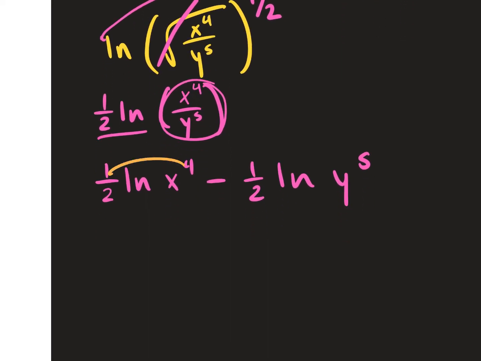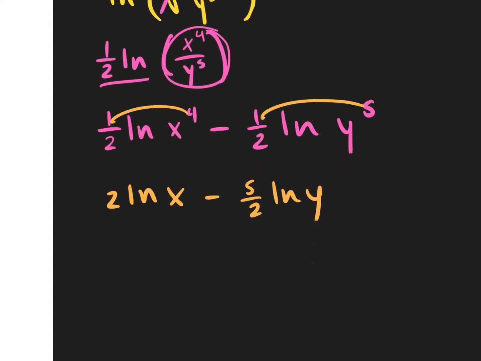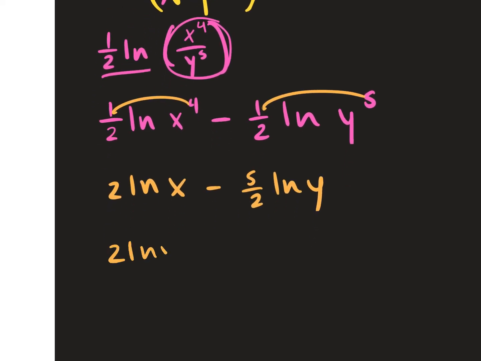Move the exponents to the front. What do I do with the exponents that are already in the front? I can multiply them. So 4 times 1/2 would be 2. So 2 ln x minus 5 times 1/2 would just be 5/2 ln y. But WebAssign wrote this answer as 2 ln x minus 5 ln y over 2, which is the same. So these two are the same things.